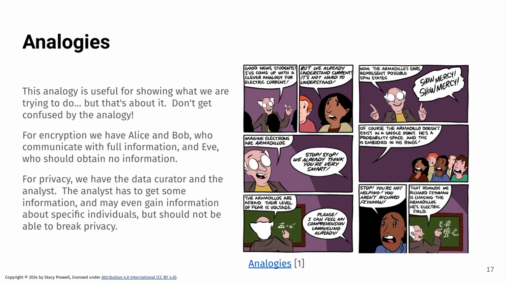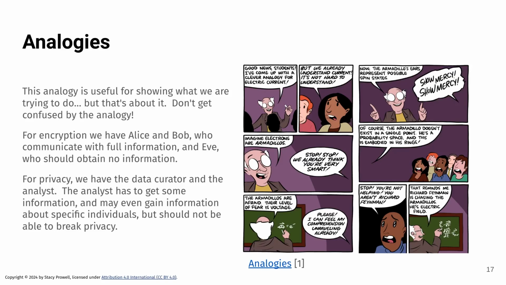So this is a helpful analogy. It helps us think about what it means to be private, but it is just an analogy. Don't get too hung up on it. Right? In crypto systems, Alice and Bob communicate. We want Alice to send information and Bob to get the full benefit of that information and Eve to get none. But in the world of privacy, we have a data curator and we want the analyst to be able to gain information. Right? We want the analyst to get information from that analysis. That's why they're doing it. We just want to protect the identity of people who may be in that data set.